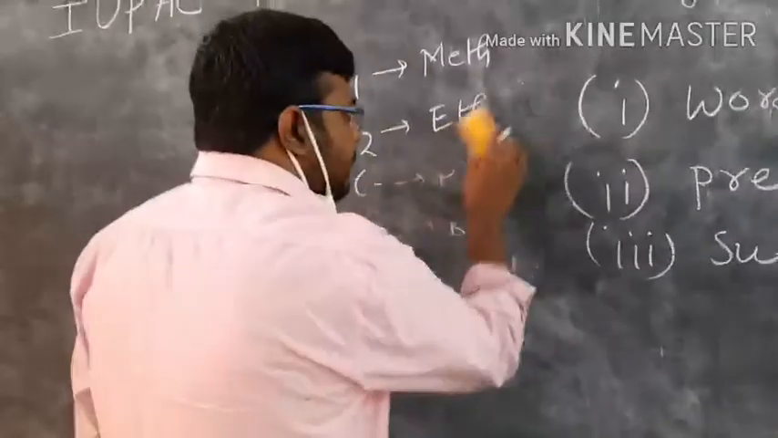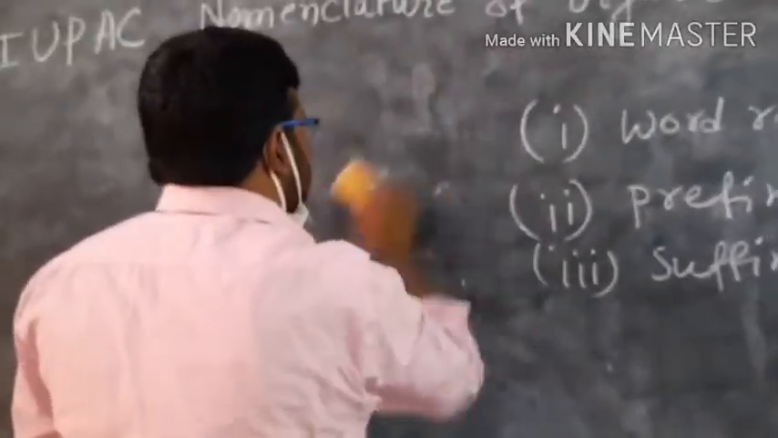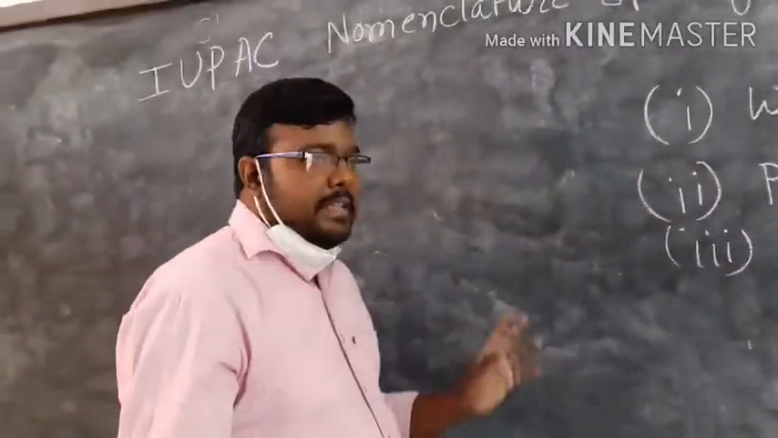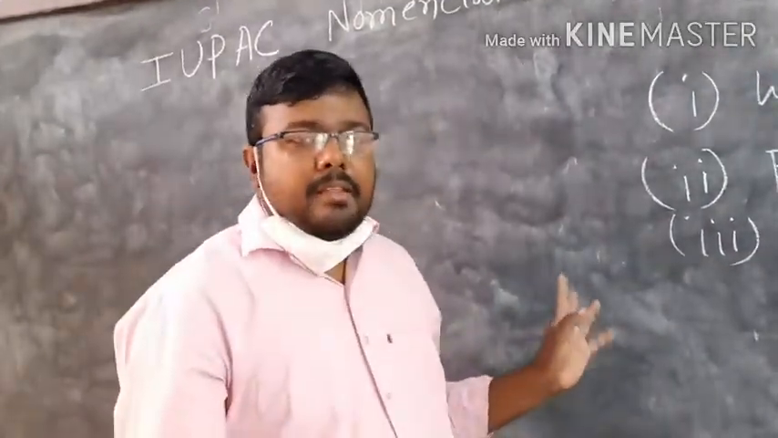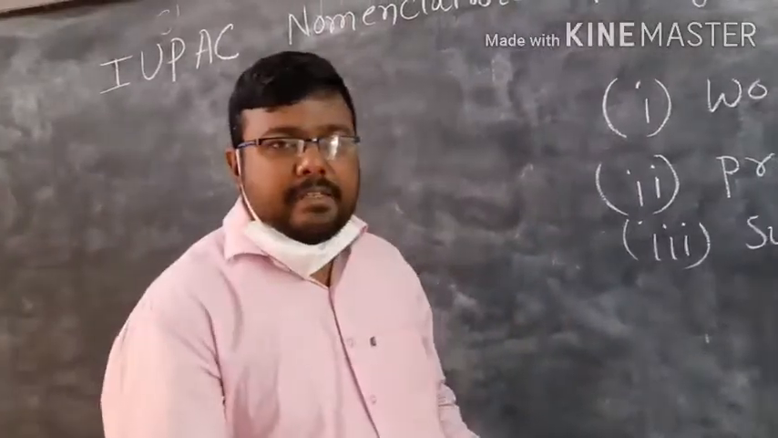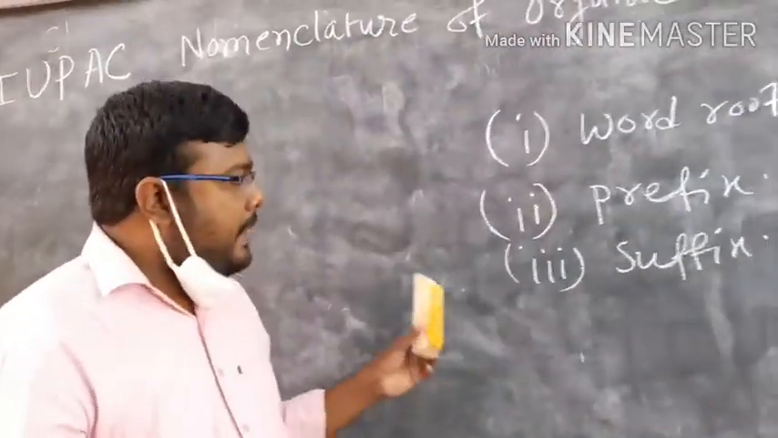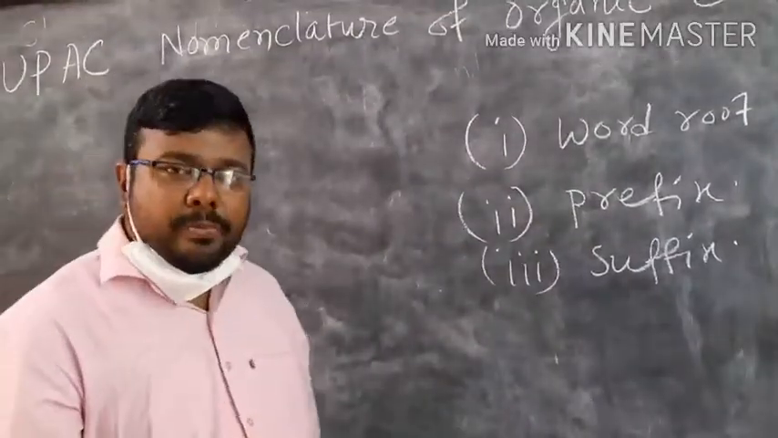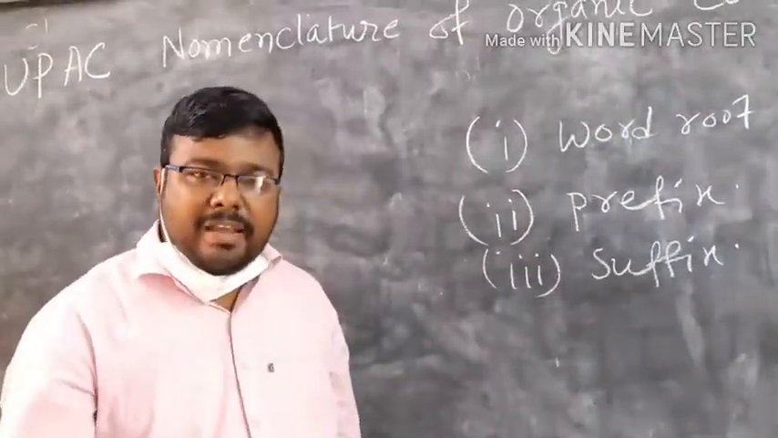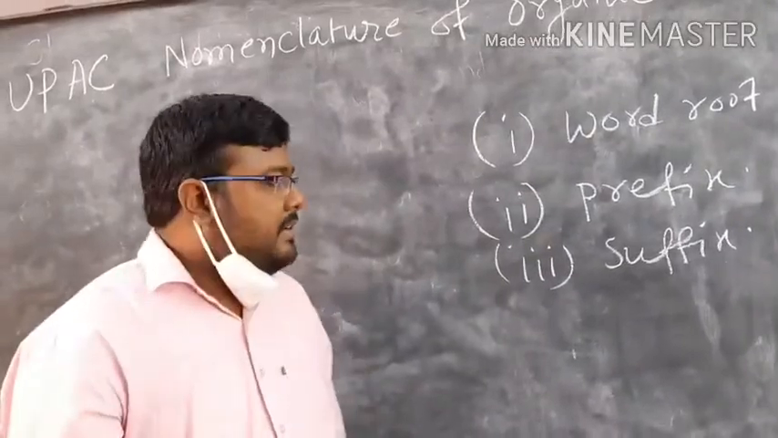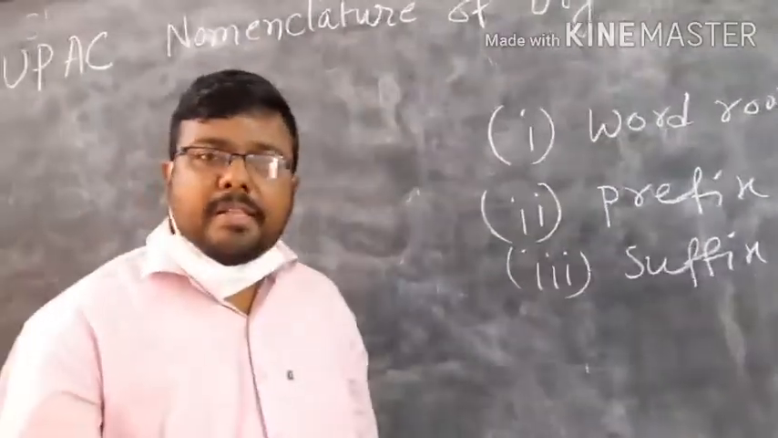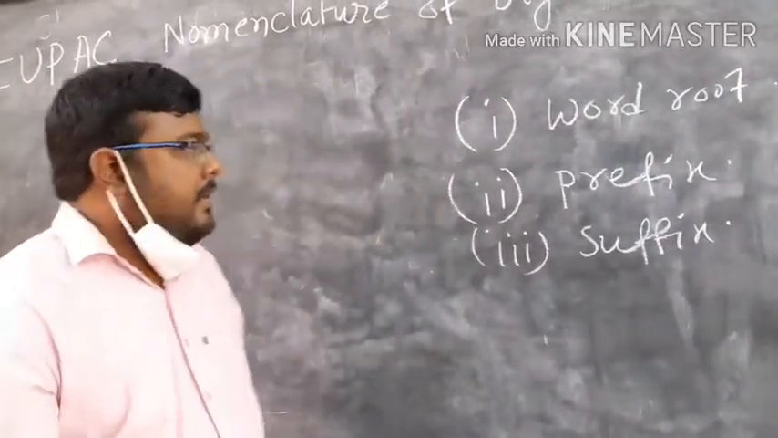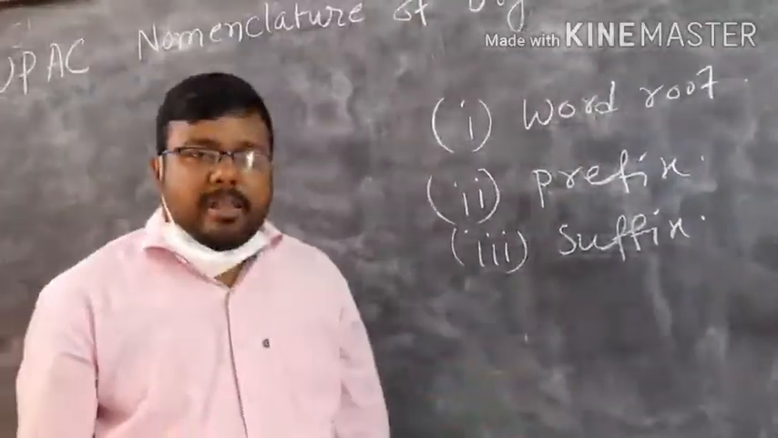Now see the prefix. If there are any substituents like alkyl or methyl groups, they are used as a prefix. Prefix means it is placed before the word root. Generally the alkyl group, and sometimes the halogen group, can act as a prefix. If it is an alkyl group prefix, we write methyl, ethyl, propyl, etc.